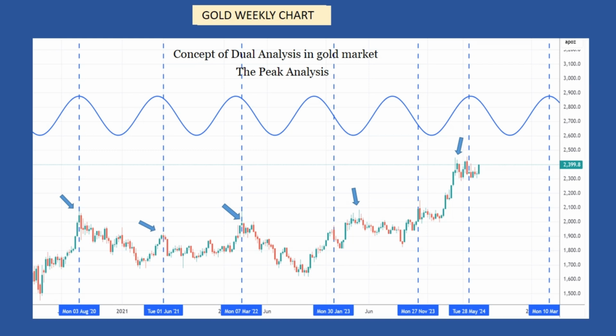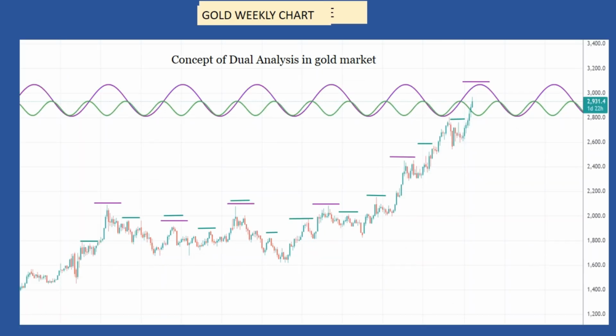In summary, trough analysis focuses on lows and buying behavior, while peak analysis focuses on highs and selling behavior in the gold market. At the top of the chart, the green sine waves indicate the 20-week cycle, and the purple sine waves represent the 40-week cycle in the gold market. Just below them, the small green horizontal lines denote the peak and resistance points of the 20-week cycle. The short purple lines show the times when we expect resistance points for the 40-week cycle.